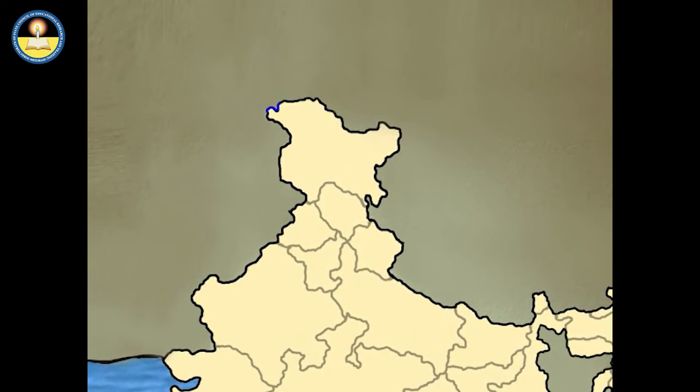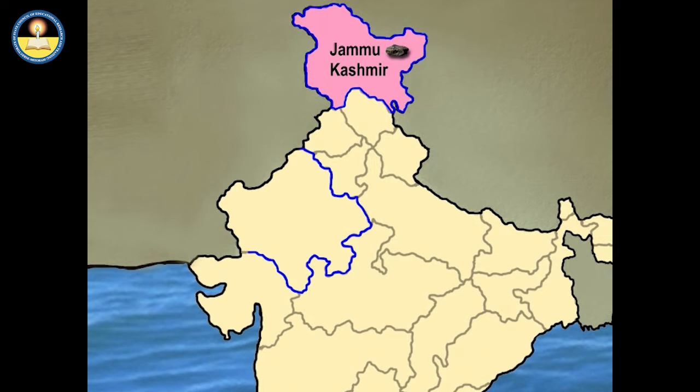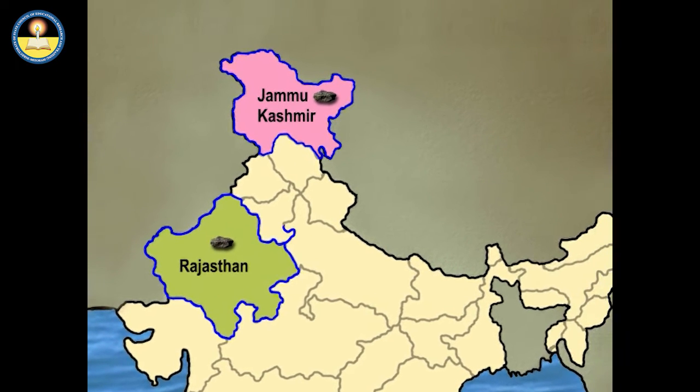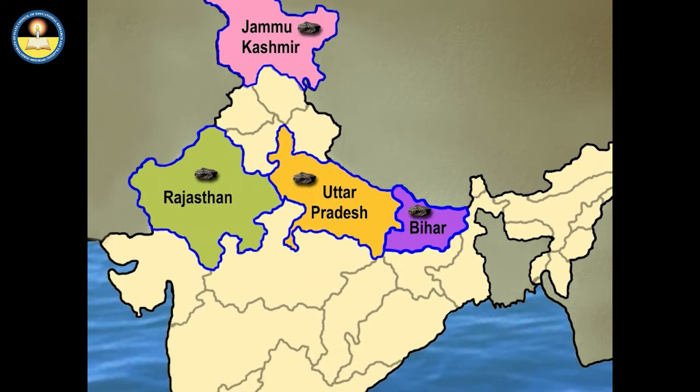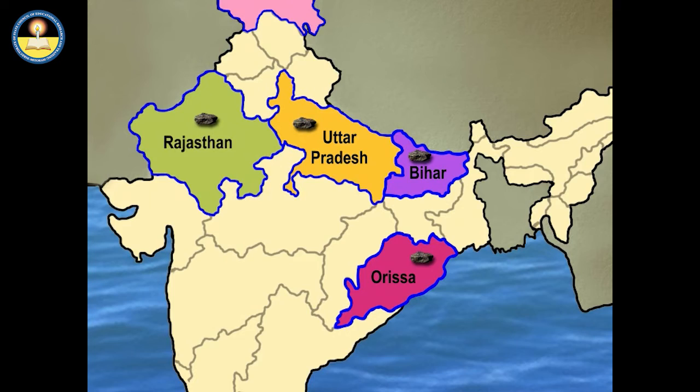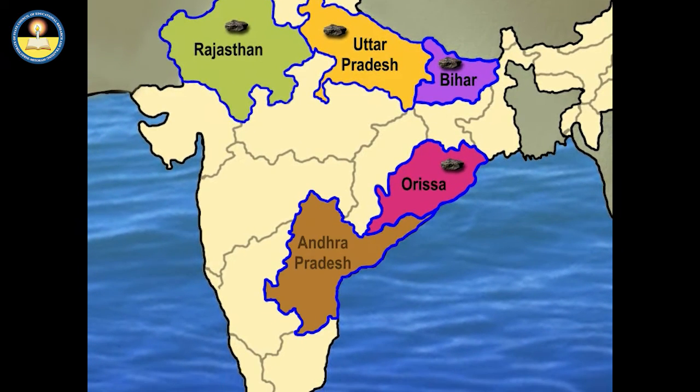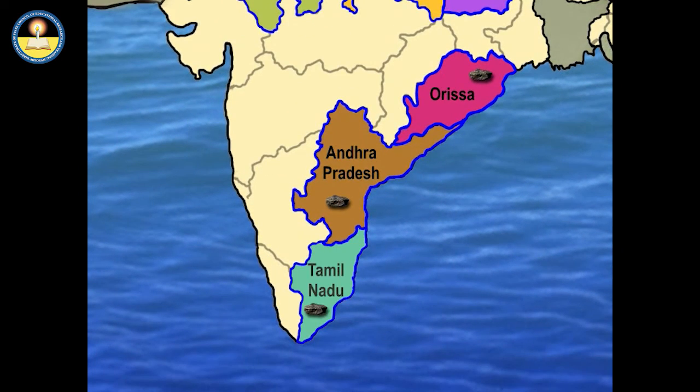Graphite is found in India in Jammu Kashmir, Rajasthan, Uttar Pradesh, Bihar, Orissa, Andhra Pradesh and Tamil Nadu.